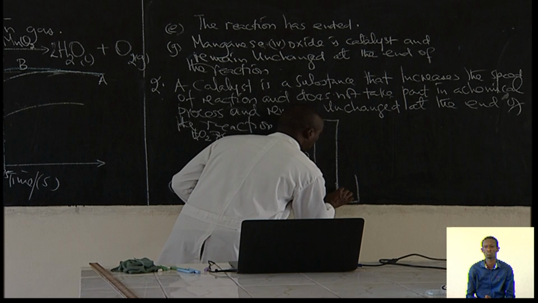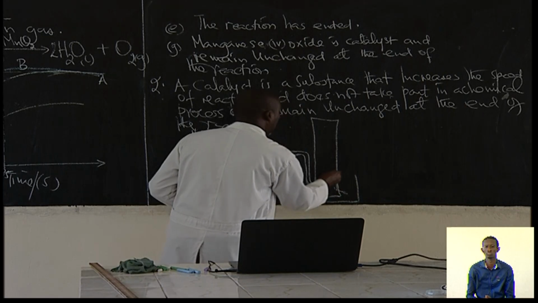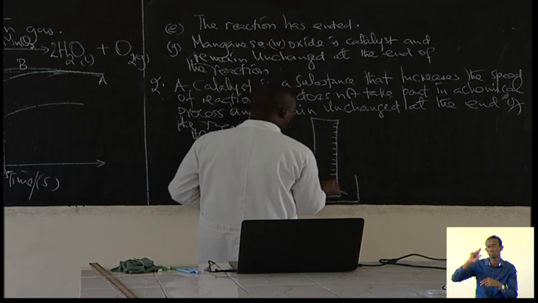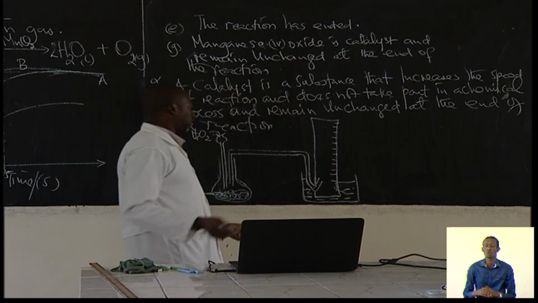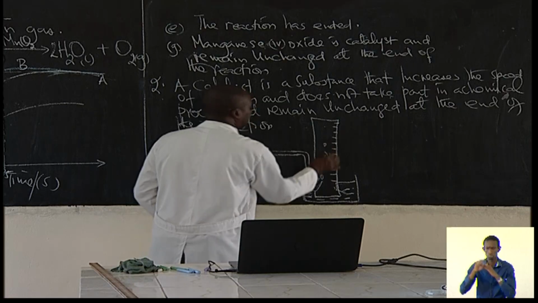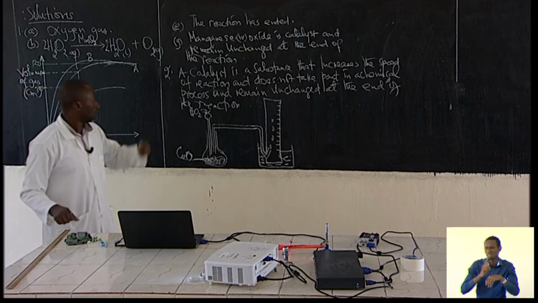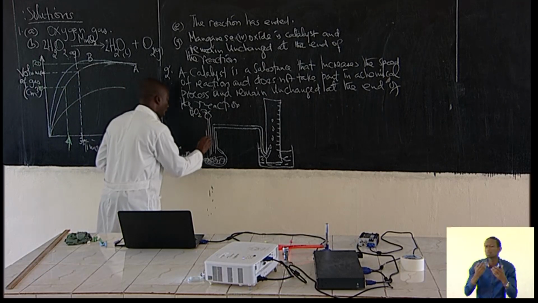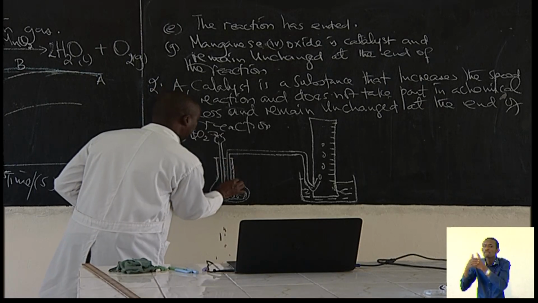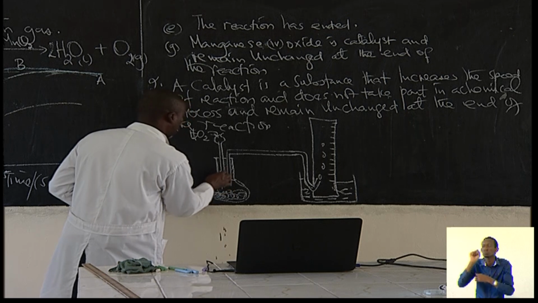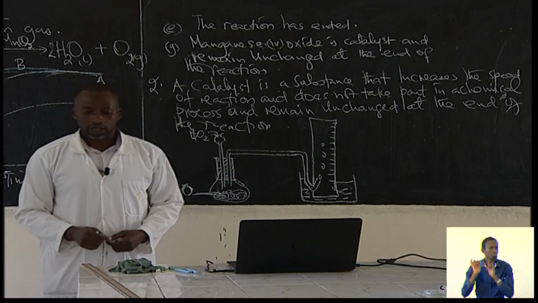So you have this calibrated cylinder with some values, and you are collecting the gas over water. Oxygen doesn't dissolve in water, so you expect the gas to be collected here. You'll be recording after certain time intervals, say 5 seconds, and you record the time. Make sure you close these areas so that you don't lose the gas during the experiment. So all the gas that is produced here is collected.